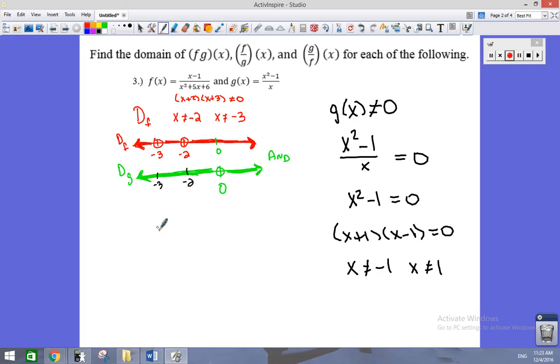So I need to come over here. Negative 1 is between negative 2 and 0, and positive 1 is to the right of 0. I want to throw out these two values.